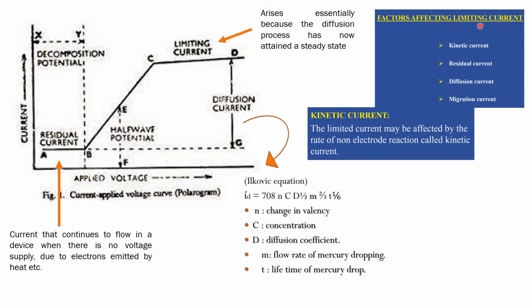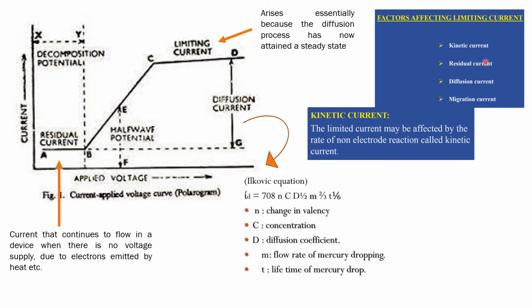Now coming to the factors affecting limiting current. What factors affect this limiting current? There are 4 different factors: kinetic current, residual current, diffusion current, and migration current. So these three you have already gone through.